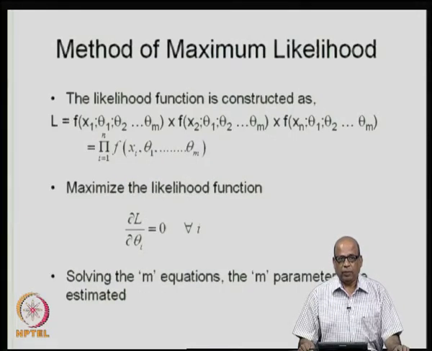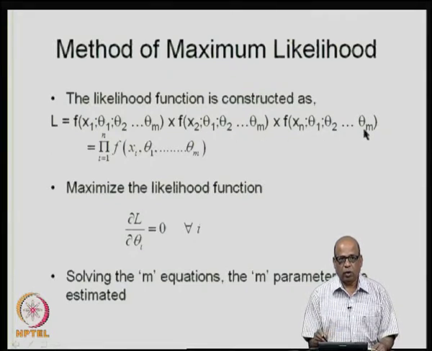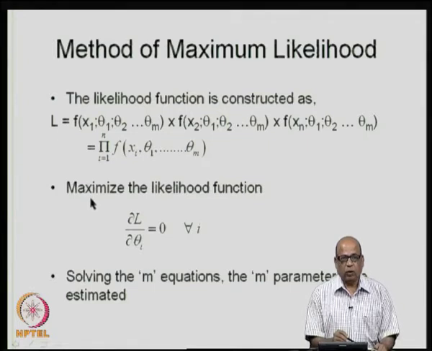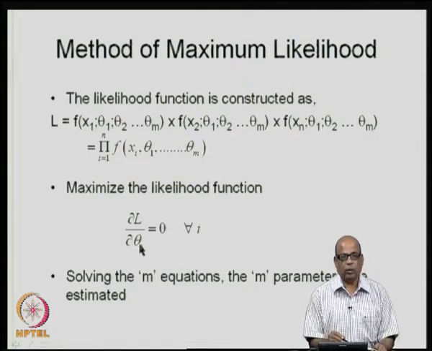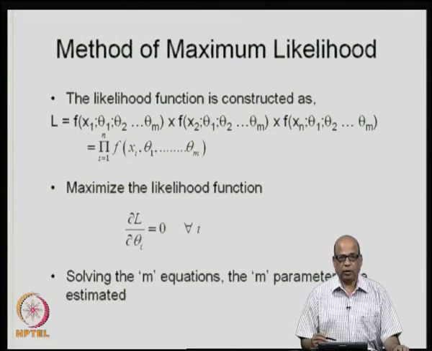So, in the maximum likelihood method, we define the likelihood function as f of x 1, theta 1, theta 2, etcetera, theta m, where theta i are the parameters, into f of x 2, theta 1, theta 2, etcetera, theta m, and so on until x n. So, we define it as the multiplication of f of x i, theta 1, theta 2, etcetera, theta m. Then we look at those parameter values theta i which will maximize the likelihood function thus defined. So, we maximize the likelihood function with respect to theta i. We take the first derivatives of the likelihood function with respect to theta i for all i, equate them to 0, thus generating m equations. We solve these m equations to get the associated theta i values. That is the principle of the maximum likelihood method.